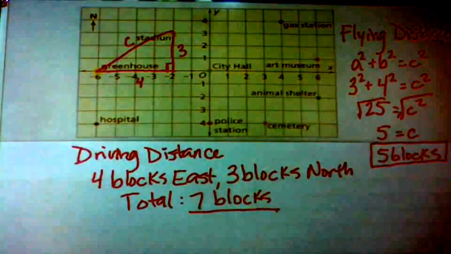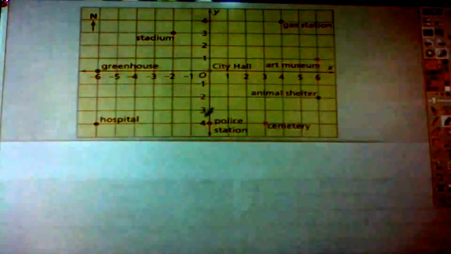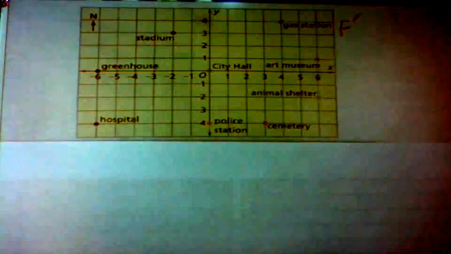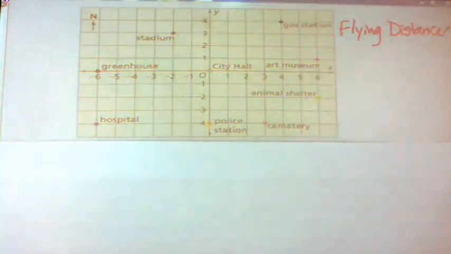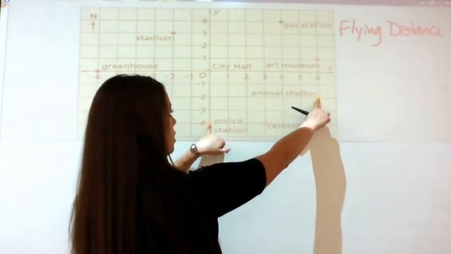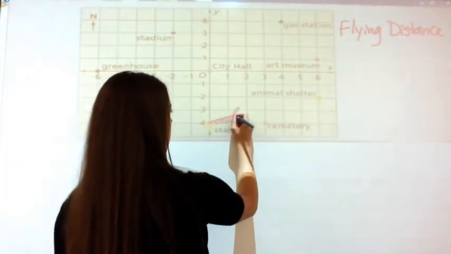So let's talk about the flying distance from the police station to the animal shelter. So when we're talking about flying distance, we want the shortest possible route. So the shortest distance between any 2 points is a straight line. So if I look here, the shortest distance between the police station and the animal shelter would be this diagonal line here.